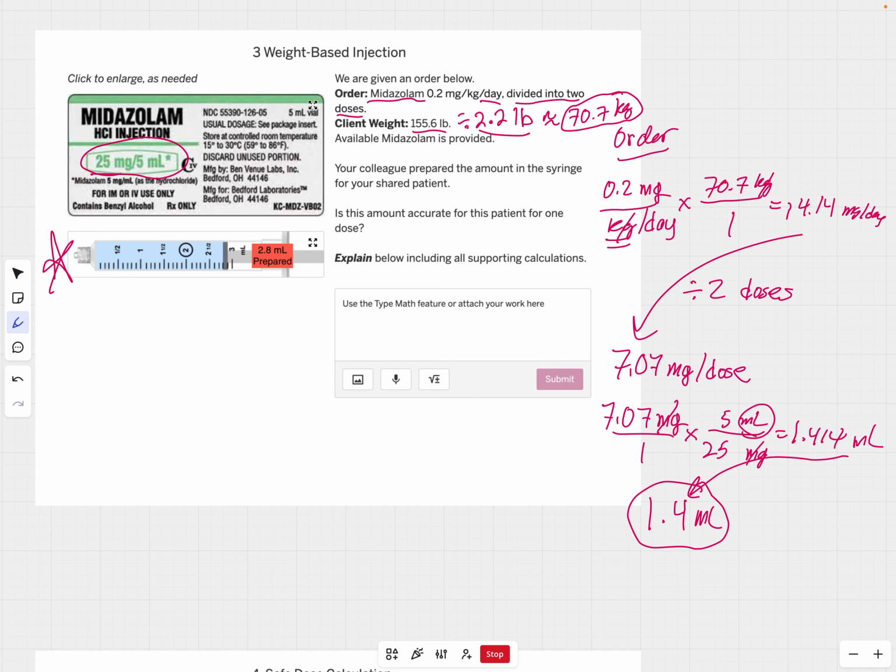And so what we see is that the pharmacy actually had sent, or the colleague had prepared, 2.8, which looks like that's the amount of milliliters maybe for the entire day, but that's not how many they need per dose. So this is not appropriate. It doesn't match the amount that we have calculated for this order. We need 1.4 milliliters. So this particular prepared dose is not appropriate. It looks like they prepared the amount for the entire day and not for one dose.